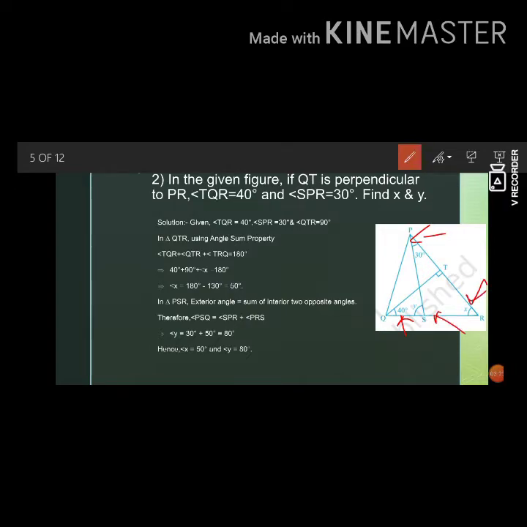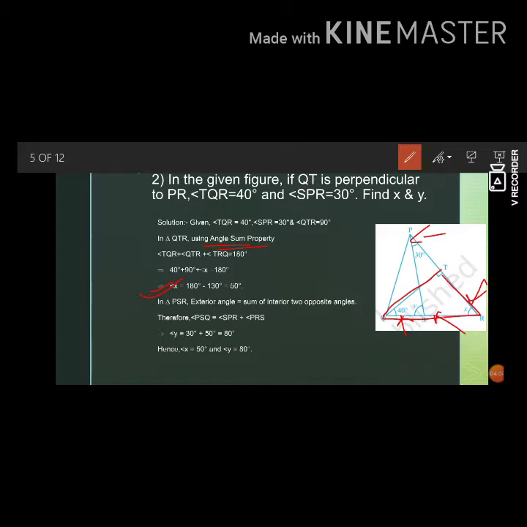So to find X, we will consider the triangle QTR. In this triangle QTR, you can see angle T is 90, angle Q is 40. So easily angle X will be 180 minus the sum of the two angles by applying the angle sum property. So we are using the angle sum property and writing angle TQR plus angle QTR plus angle TRQ is equal to 180 degrees. So substituting all the values of the angles and solving for X, we get X as 50 degrees.